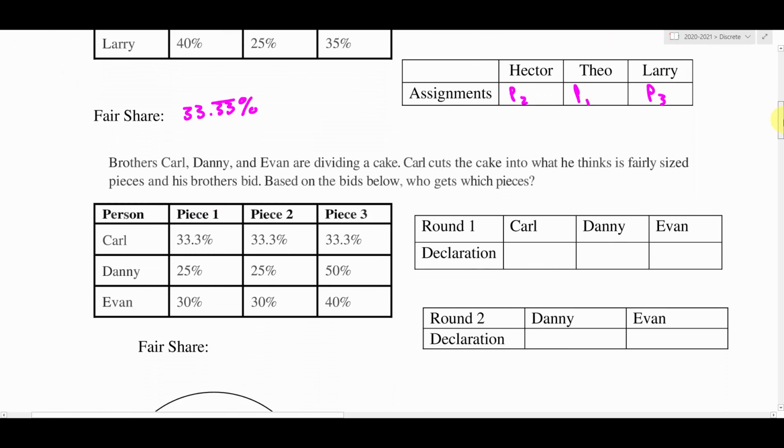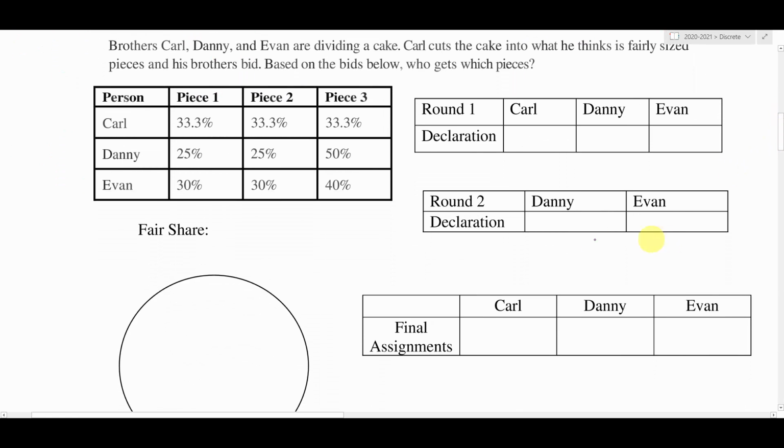Okay, so let's take a look at another one. We have brothers Carl, Danny, and Evan, and they are dividing a cake. Carl cuts the cake into what he thinks are fairly sized pieces and his brothers bid. They tell us in the problem that Carl is going to be the divider, and we can see his valuations. If you are the divider, whatever pieces you create, you have to assume they are equal in value for the divider. So for Carl's declaration, he's going to be okay with all pieces.